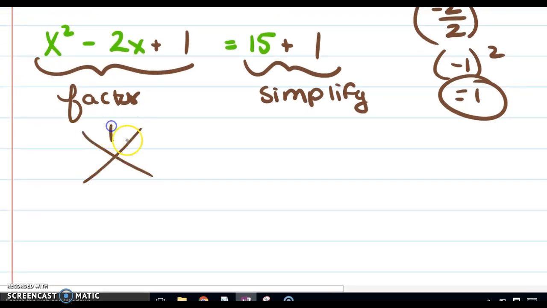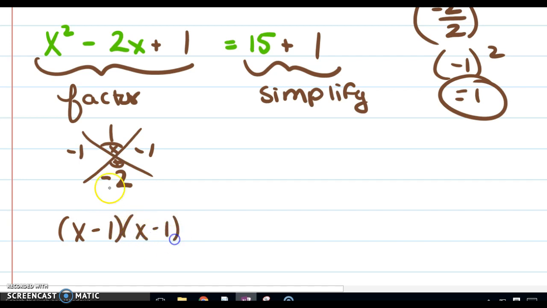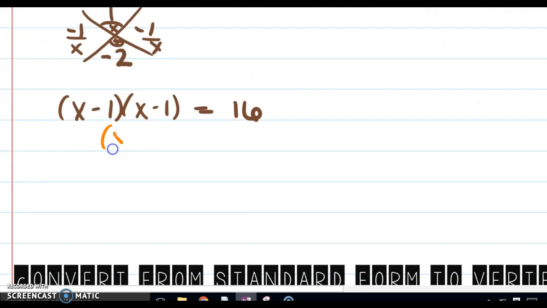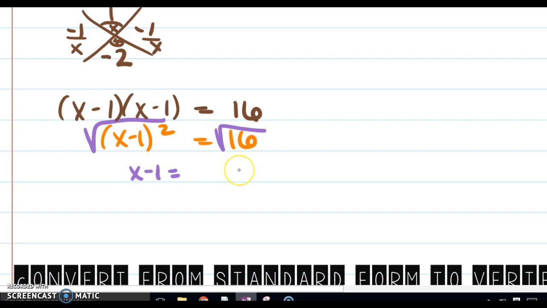We want to know what multiplies to 1 but adds to -2, which is -1 and -1. So I get parentheses of x minus 1 times x minus 1 equals 16. And we want to write this as x minus 1 squared equals 16 because in completing the square, we end up taking the square root of both sides. So we get x minus 1 equals, and whenever you put a radical in a problem, you get plus or minus, and the square root is 4.